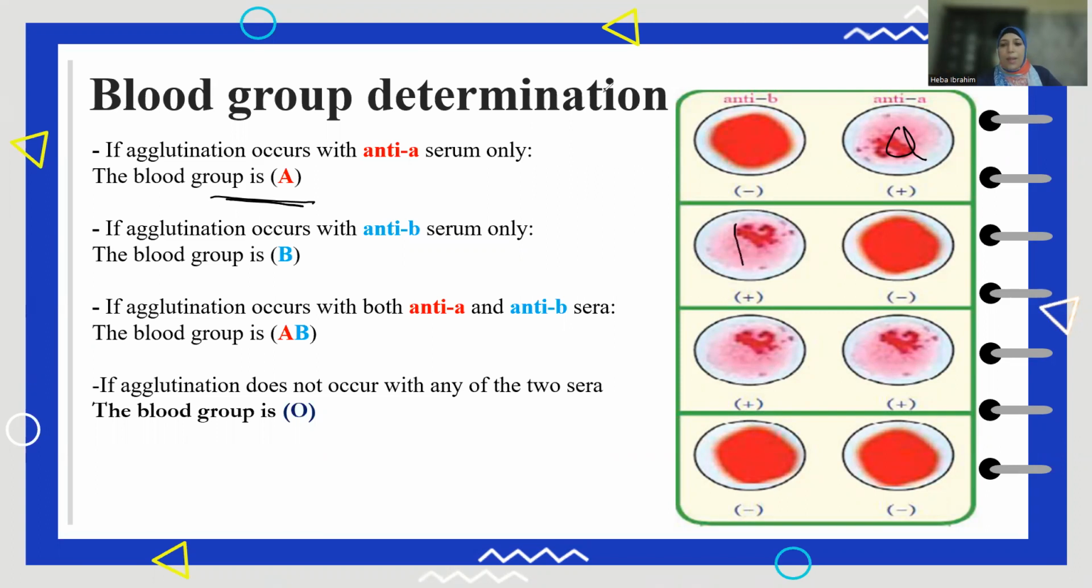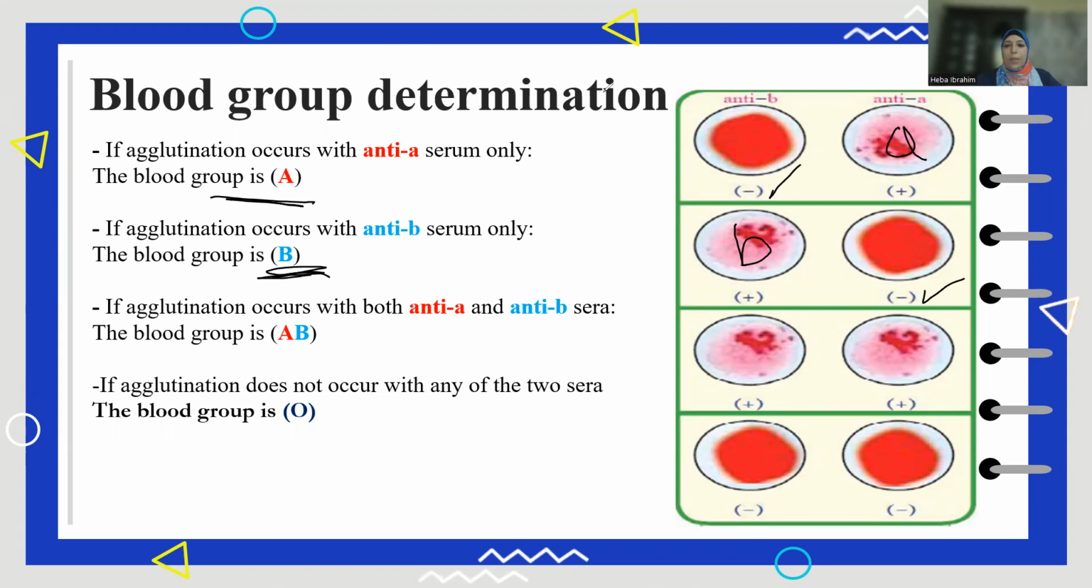Anti-B will react with antigen B. Which blood group has antigen B? It's blood group B. And there is no reaction, a negative result, in the second sample, as in this one, there is no reaction.